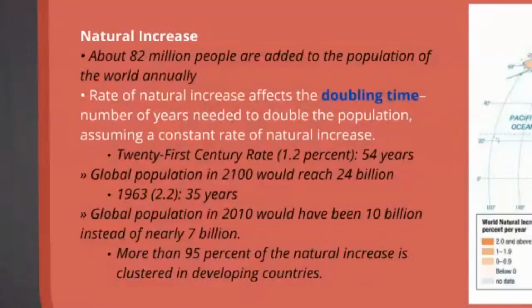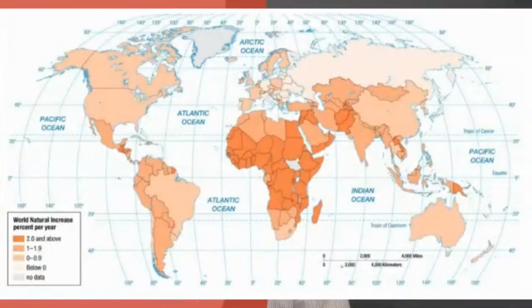So in 2010, we should have 10 billion people based on that number, but it slowed down. So we actually have just over 7.5 billion people. More than 95% of the natural increase is clustered in developing countries. So the countries that are growing at the quickest rate are the ones in developing countries, where developed countries have all slowed down in their natural increase.